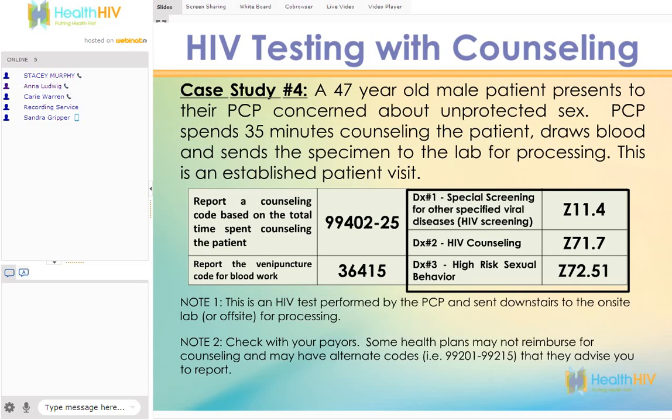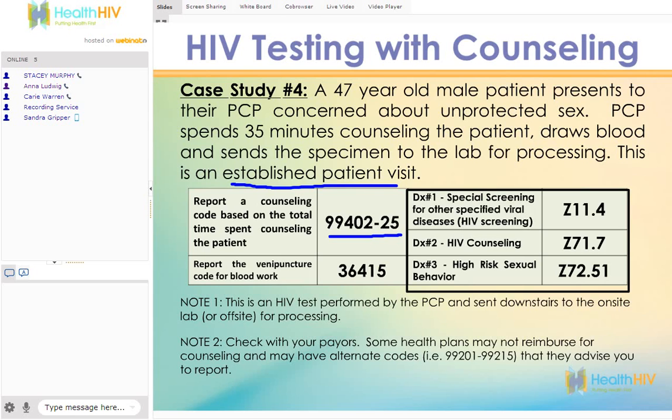Even though this is an established patient, this was a counseling service. So 99402 with a modifier 25 tells the payer that there was blood work done as part of this assessment, as part of this encounter. So that's what the modifier 25 stands for. You have your diagnoses codes, Z11.4, special screening, Z71.7 for counseling, and high-risk sexual behavior, Z72.51.